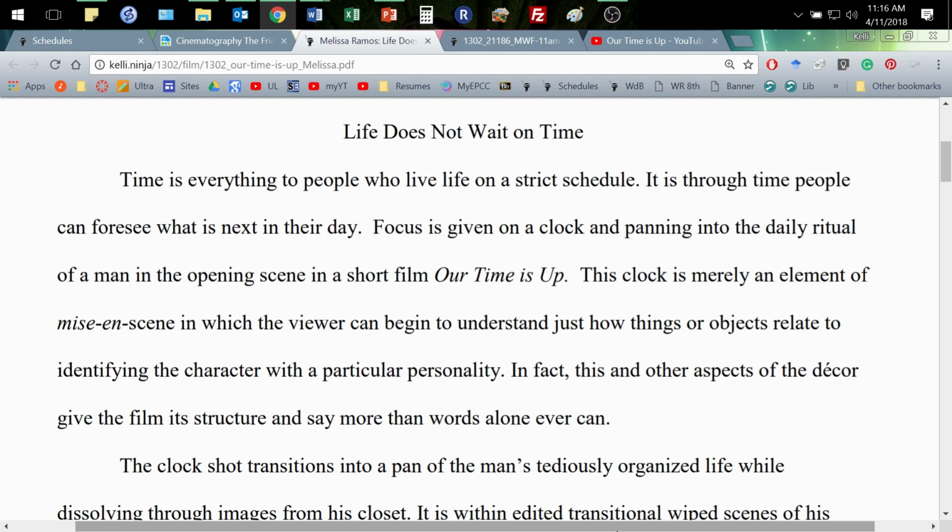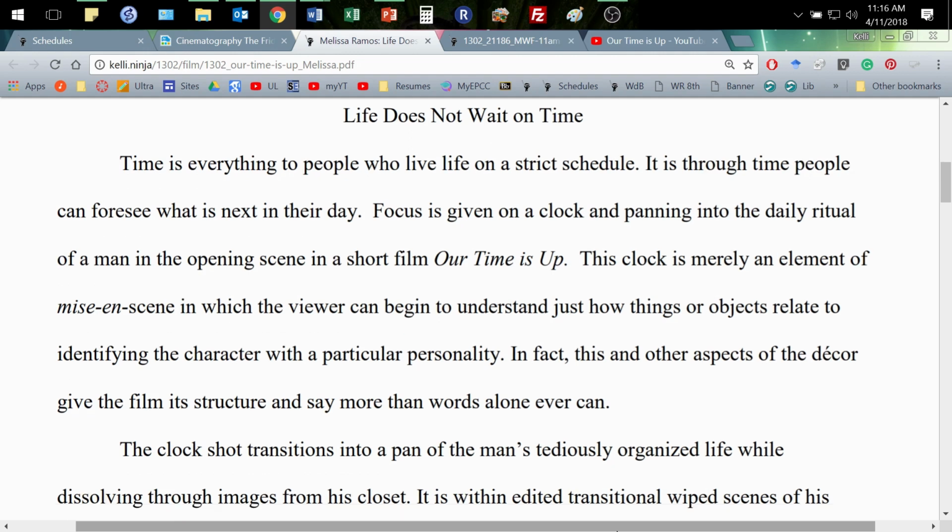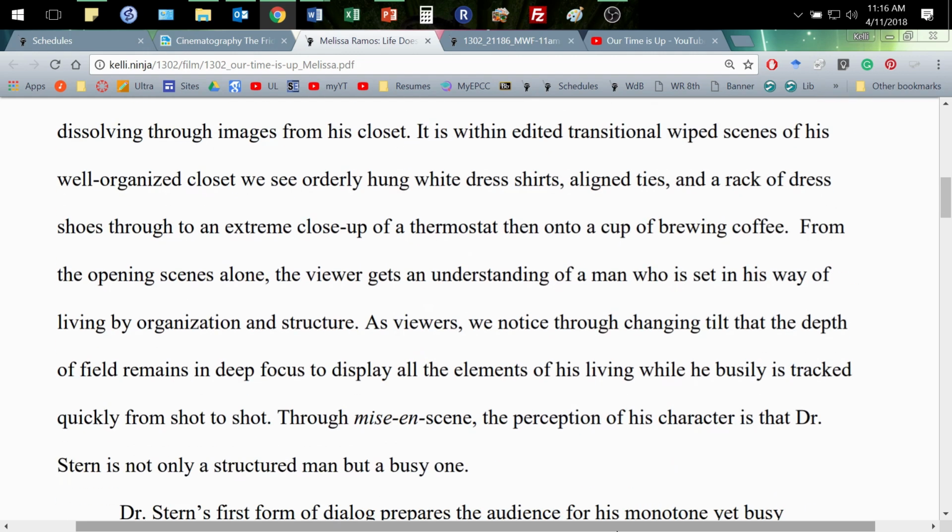So the clock shot transitions into a pan of a man's tediously organized life while dissolving through images from his closet. As with edited transitional wipe scenes of his well-organized closet, we see orderly hung white dress shirts, aligned ties, and a rack of dress shoes through to an extreme close-up of a thermostat, then onto a cup of brewing coffee. So here she's just saying, remember this part? This is when you're talking to your friends about that movie you've watched over and over again together, and you say, remember that part. You're not telling them the whole movie, but remember that part.